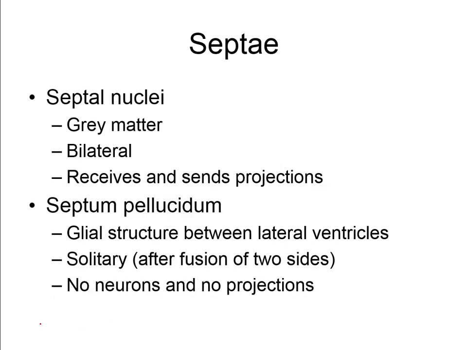So I just want to say a few words about septi. We've talked about the septal nuclei. We need to separate that. They are gray matter. They are bilateral. And because they're gray matter, they have inputs and outputs. The septum pellucidum is that glial boundary between the lateral ventricles. Okay? It's glial, has no neurons. There's one of them in almost everybody. Sometimes they're generated by fusion of two leaflets during development. Sometimes the two leaflets don't fuse, and it's known as a cavum septum pellucidum.